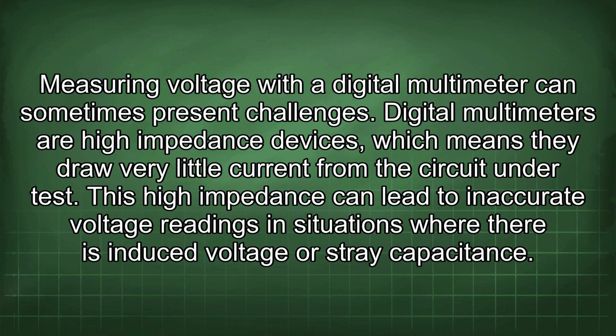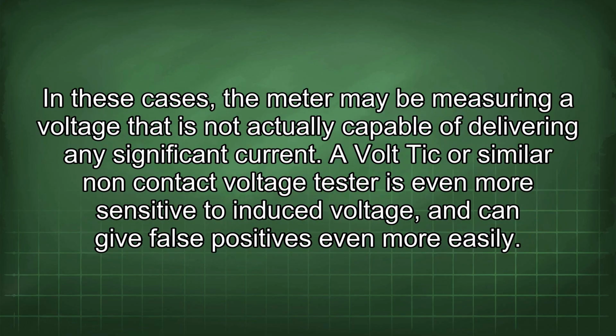Measuring voltage with a digital multimeter can sometimes present challenges. Digital multimeters are high-impedance devices, which means they draw very little current from the circuit under test. This high impedance can lead to inaccurate voltage readings in situations where there is induced voltage or stray capacitance. In these cases, a meter may be measuring a voltage that is not actually capable of delivering any significant current.